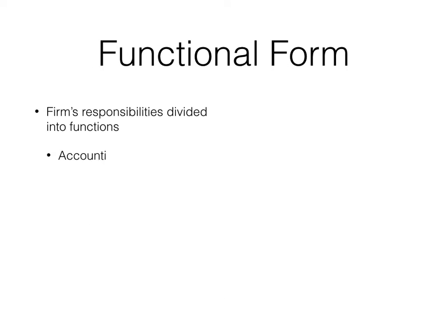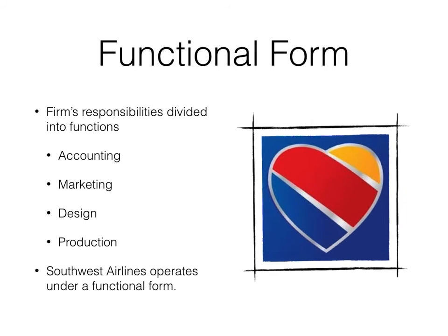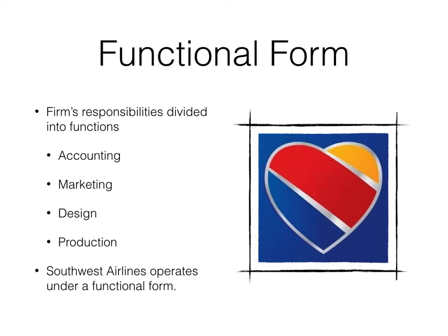So the first one is a functional form. And again, this is where the responsibilities are divided into functions, where you have the accounting responsibilities, the marketing responsibilities, design, production. Southwest Airlines is a representative of this type of corporate structure. It has your marketing division, the finance division, and the accounting division. These are all within that one firm.